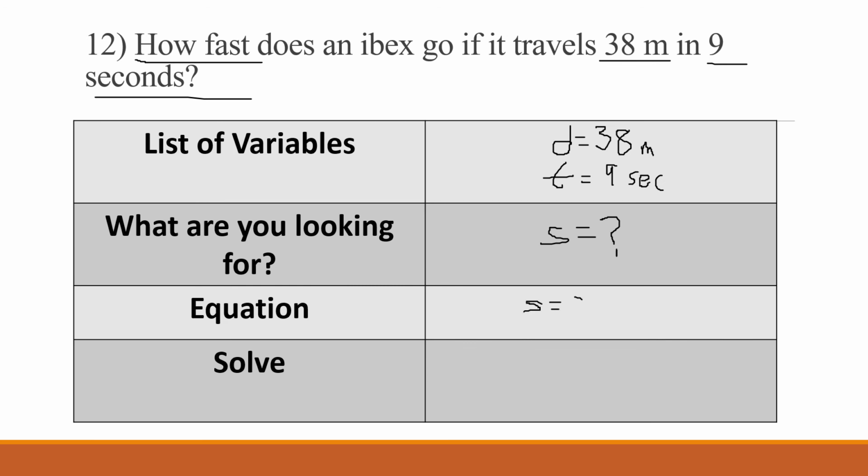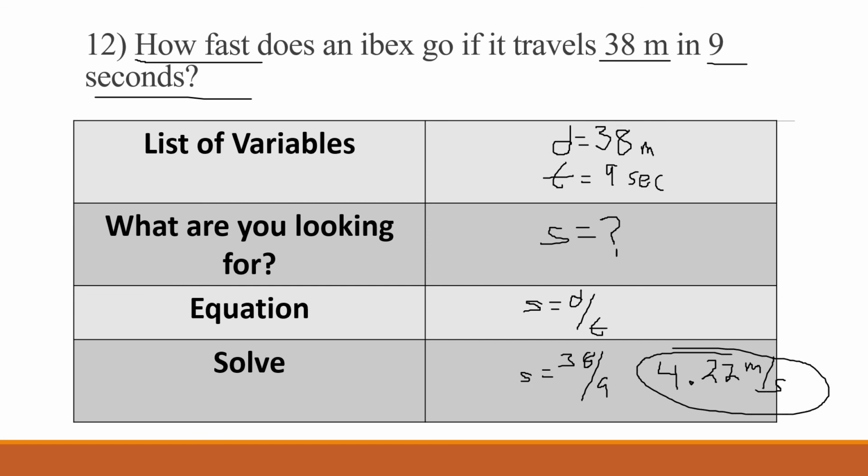Speed equals distance divided by time. Speed equals 38 divided by 9. Who thinks that's 4? It's not 4. It's actually 4.22 meters per second. I feel like these are going faster. Once you know what you're doing, the process is always the same.